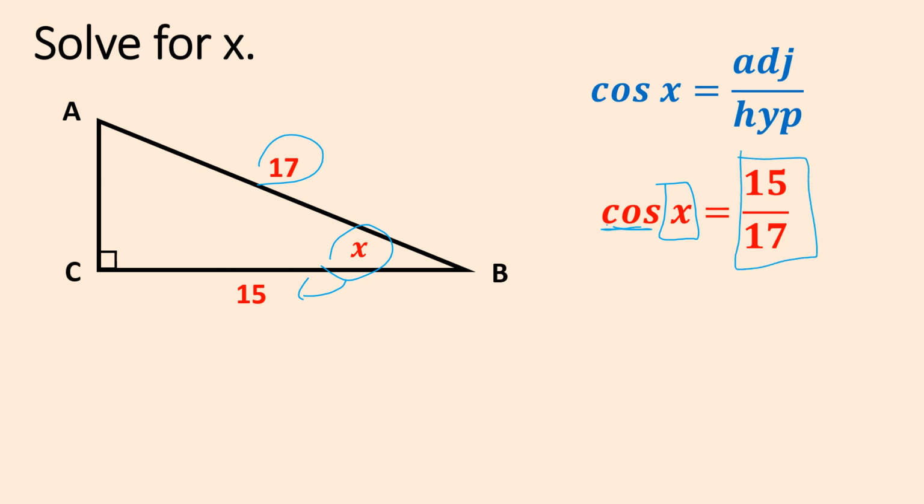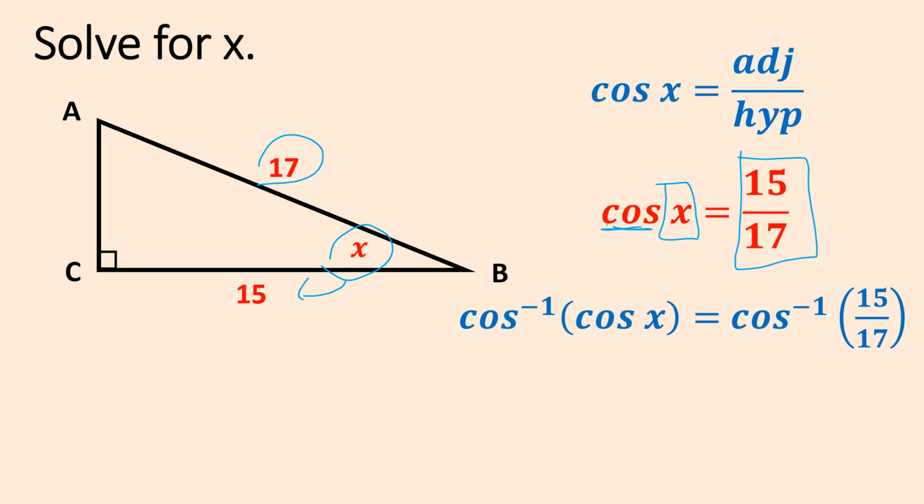We want to get rid of this cosine, so we go into our calculator. We're looking for inverse cosine because an inverse cosine and a cosine would cancel out, leaving x equals inverse cosine of 15/17, and that'll give us 28.1 degrees as our answer.